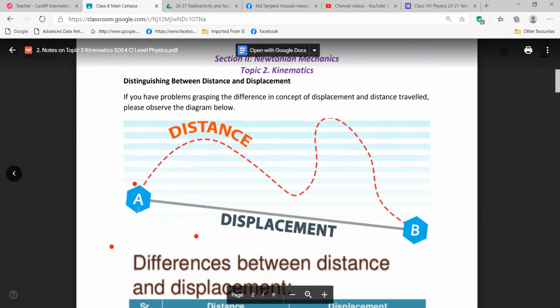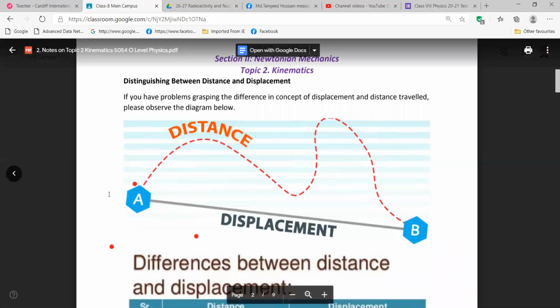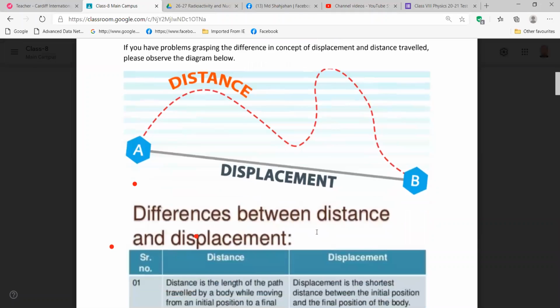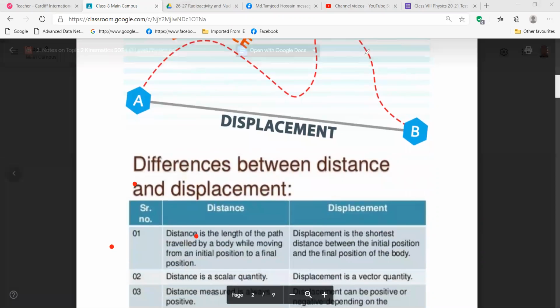Between position A and B, we are getting distance, you see, it's a long path, right? Displacement is the shortest path. So does it match the first one with the diagram? Is it clear? Yes, sir. Okay, then we are continuing the next differences. Anmol, you continue the next one.